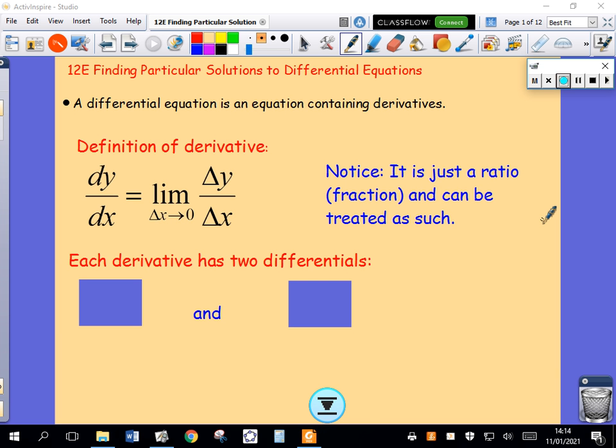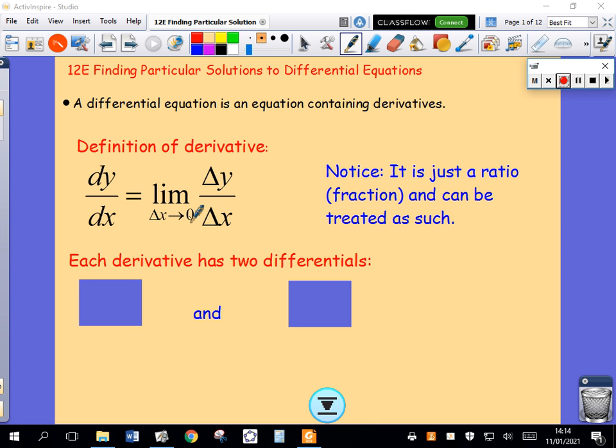Remember, a differential equation is just an equation containing derivatives. The definition of a derivative, dy/dx, is equal to the limit as delta x approaches 0 of delta y over delta x. Delta y over delta x is just our definition of slope. So dy/dx means the slope as the horizontal change tends towards 0.